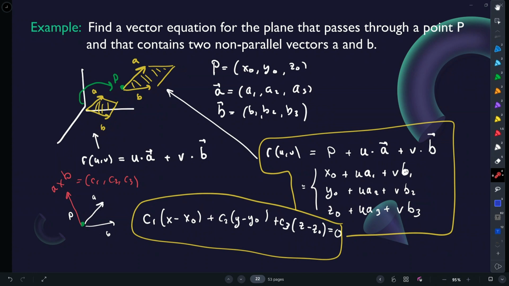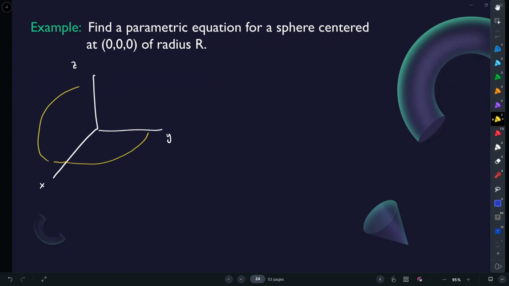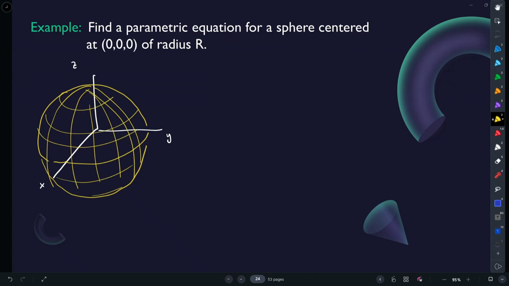Any questions on how to find planes? What about a parametric equation of a sphere centered at the origin and radius r? What do you think? What should we use here to parametrize? I want a full sphere parametrized, but just the surface of the sphere. Spherical coordinates, yes. So remember, I can parametrize any point in R3 using spherical coordinates, but the spherical coordinates are particularly well suited for things with symmetries about the origin, specifically spheres.